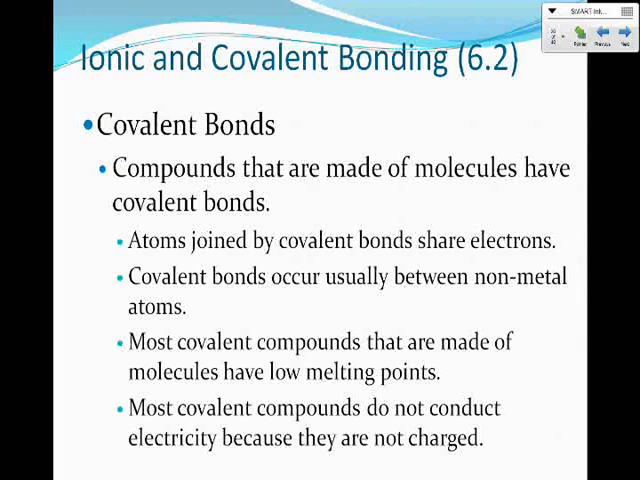Now, most covalent bonds that are made of molecules have low melting points, and that should make sense from our last video. Remember, molecular structures have the lowest melting point of the 3 structures we talked about. So that should not be a surprise that they have low melting points. Most covalent compounds also do not conduct electricity. So even if you dissolve them in water, like an ionic compound, they still do not conduct electricity. So these are some ways that they are different from ionic bonds.